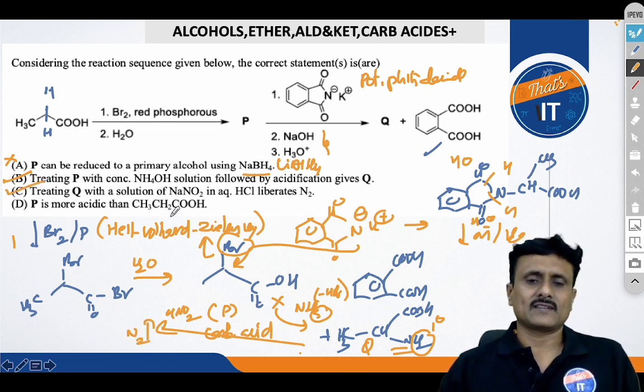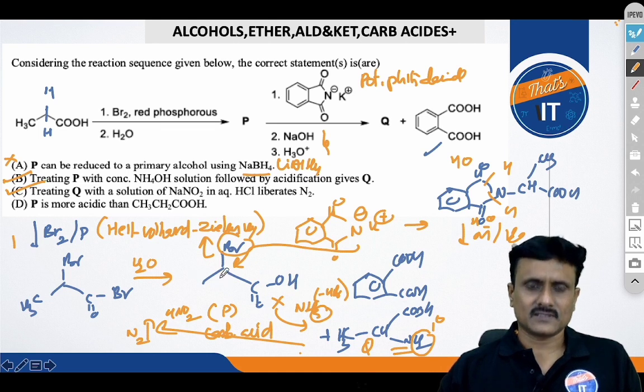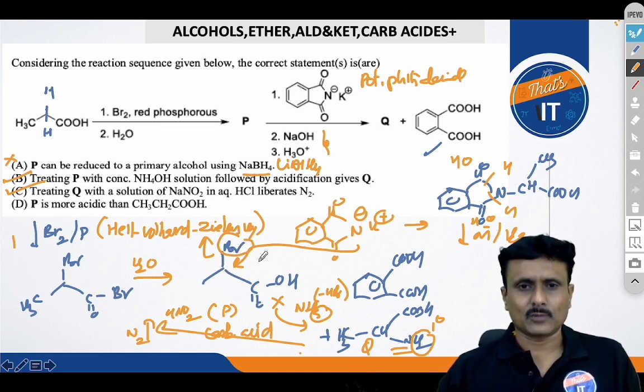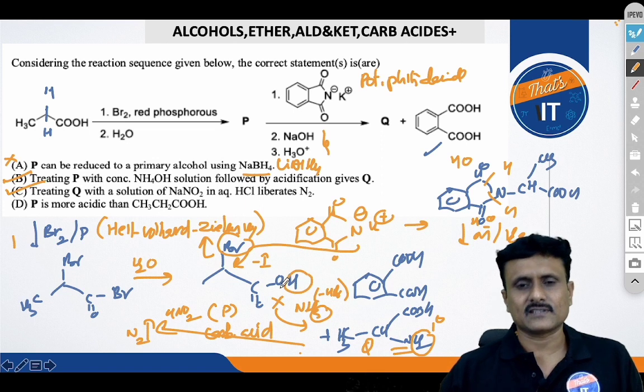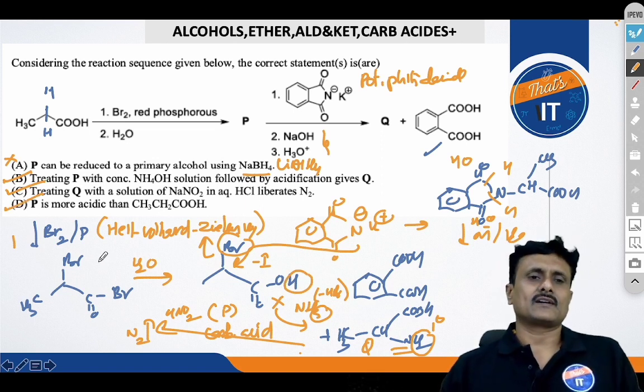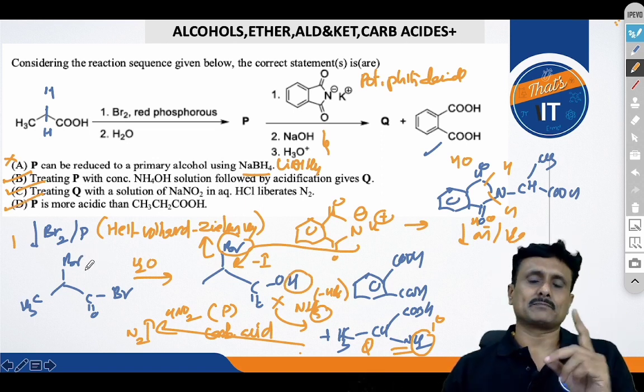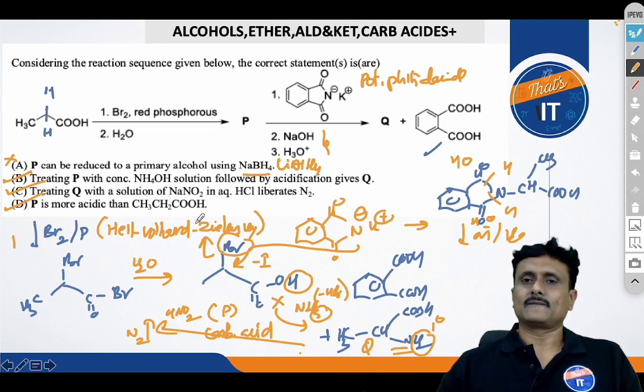P is more acidic than CH3CH2COOH. You can see that this is P and the bromine group shows a minus I effect and acidic strength increases. So this is also correct. So the right answer for this question is option B, C and D.